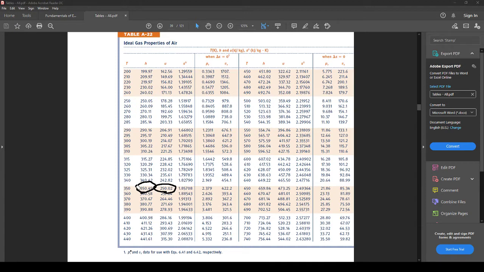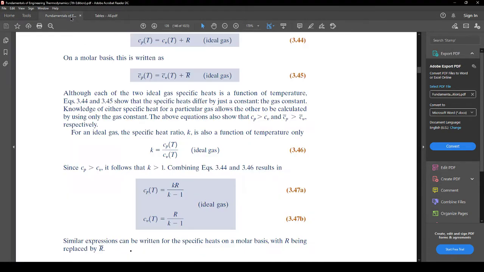So this is, like I said, a new table. If you are ever asked about air, this is where you will go. Alright, hopefully that makes sense. But we'll stay there for now.